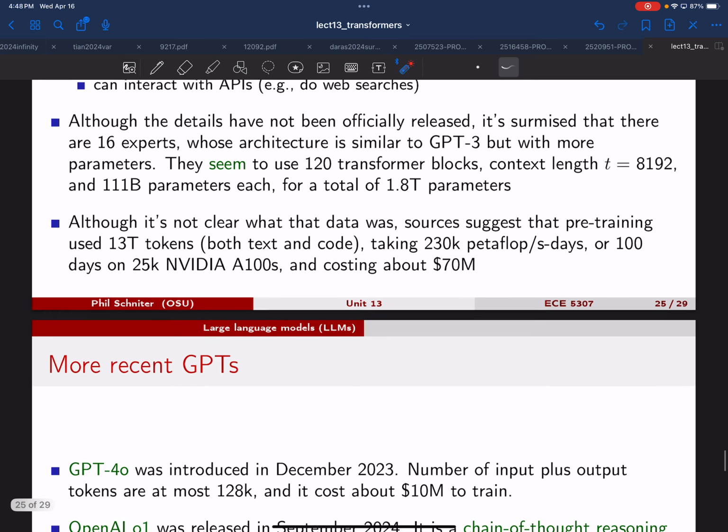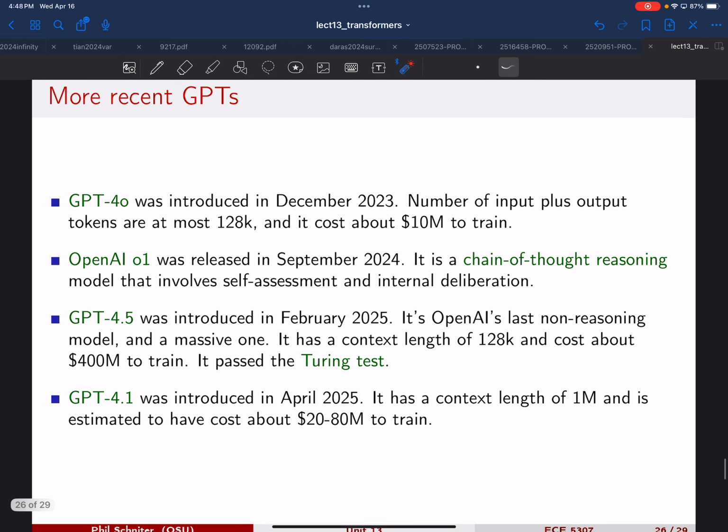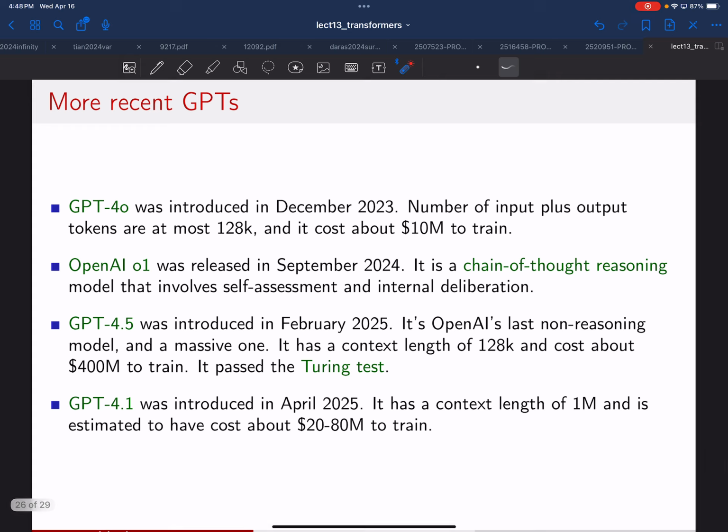Okay. So this is the other slide I added just this afternoon. These are just more recent GPTs from OpenAI in chronological order. And there may even be some other ones that I missed. GPT-4o was introduced in December 2023. Not a lot is known about these models. They're not public, so I don't know much about them. I didn't try hard to find everything about them, but this is what seems to be known.